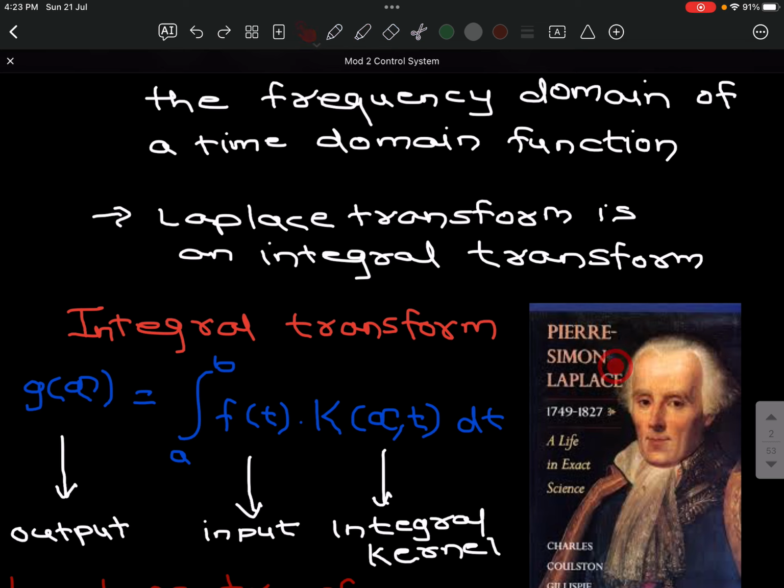On this side, the scientist who developed the Laplace transform is Simon Laplace. His photograph is there. Just for the reference, I have kept it over here.